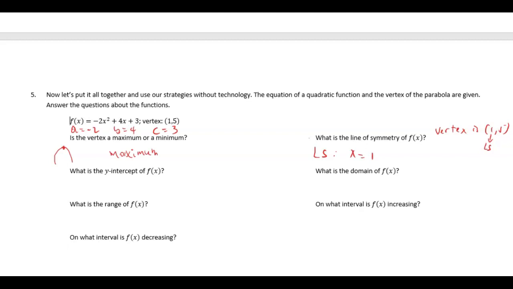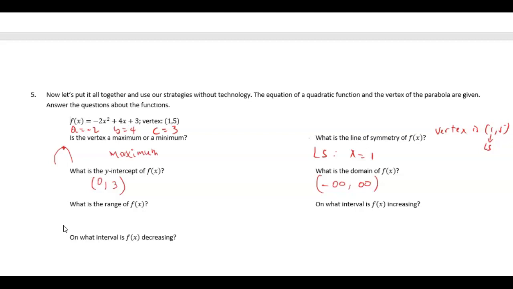And what is the y-intercept? Again, the y-intercept is always the c value of the equation of the function. In this case, it's 3. So my y-intercept would be (0, 3). What is the domain? Again, the domain is all x values, so it's going to start from negative infinity to positive infinity. That's the domain of all quadratic functions unless there is a restriction.